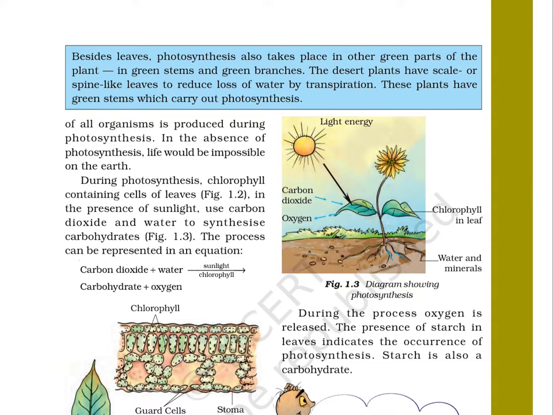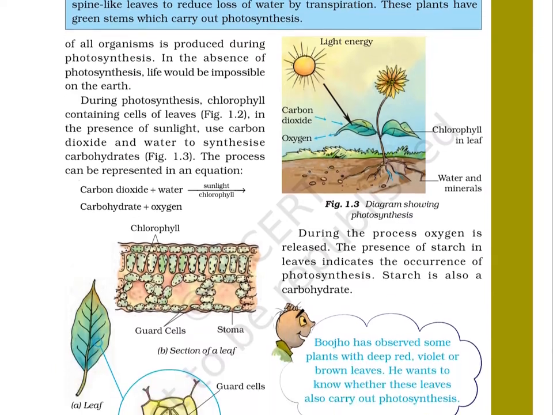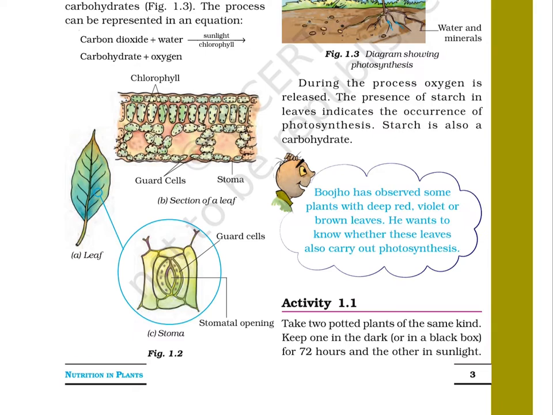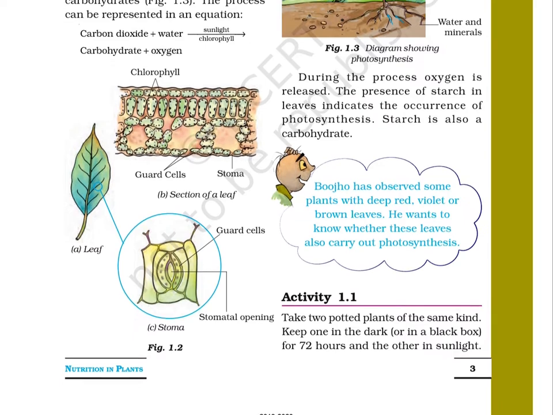During photosynthesis, chlorophyll-containing cells of leaves, which we will observe in Figure 1.2, in the presence of sunlight, use carbon dioxide and water to synthesize carbohydrates. This we will observe in Figure 1.3. The process can be represented in an equation: carbon dioxide plus water, with the help of sunlight and chlorophyll, gives carbohydrate plus oxygen.